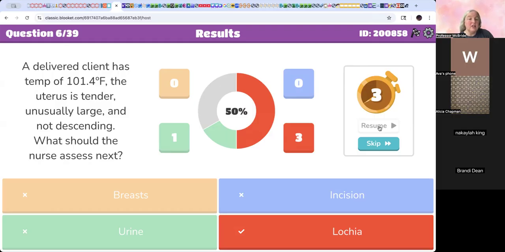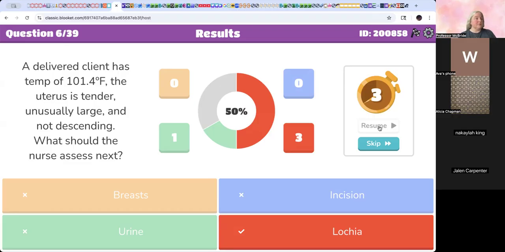large for her uterus. She has subinvolution. Her uterus is not returning to its pre-pregnant state because it says it's unusually large and not descending. Also, she has a fever and her uterus is tender. Isn't that a sign of infection? Yeah, what infection might she have?